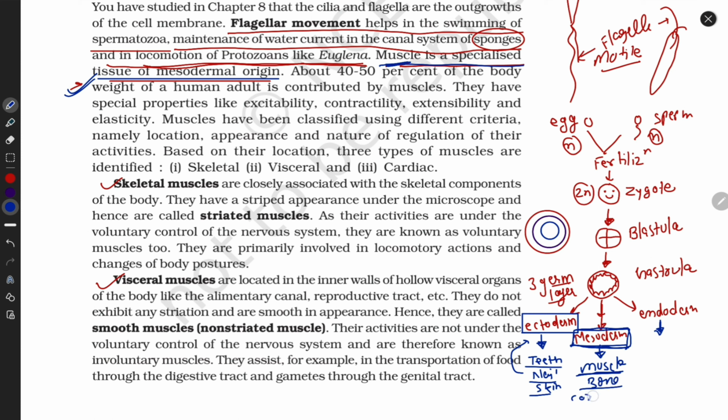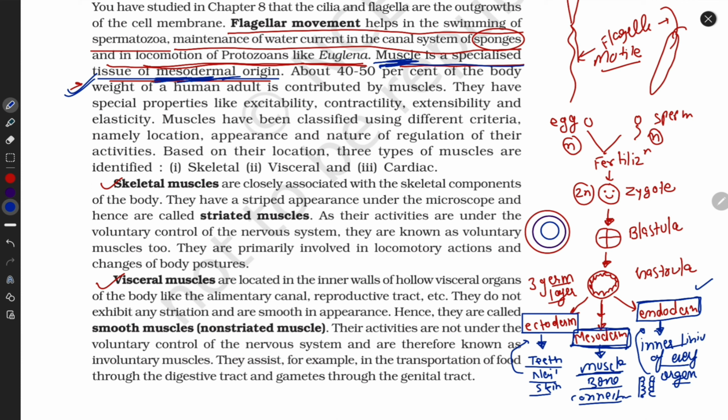And what is an example of the endoderm layer? What kind of organs does this layer form? They form the inner lining of every organ. Every organ has its inner lining, like stomach, liver, pancreas, trachea, they all have an inner lining. This inner lining is made up of endoderm. So I hope this term is clear, how we can say muscle is of mesodermal origin, how muscles originate from mesoderm. So this term is clear.